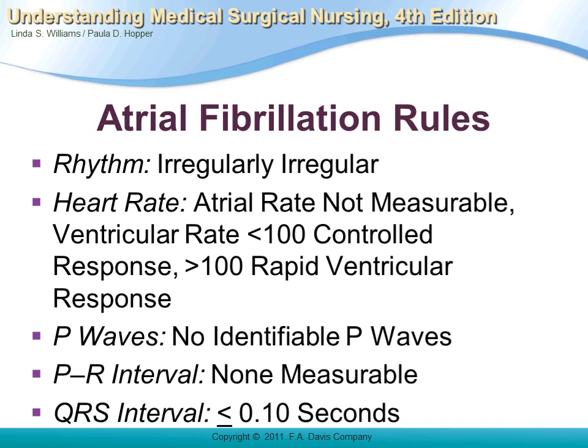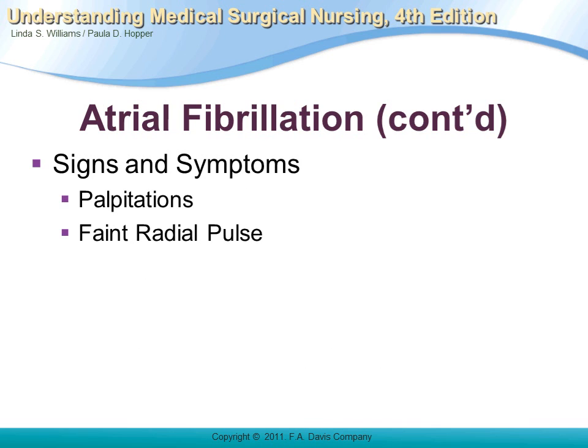So for P waves, there are no identifiable P waves; those atria are just quivering. There's no PR interval to be measured because we don't have distinguishable P waves. The QRS complex is normal, less than or equal to 0.1 seconds. Signs and symptoms of atrial fibrillation: a patient may have palpitations, and they may have a faint radial pulse if it's elevated and uncontrolled.